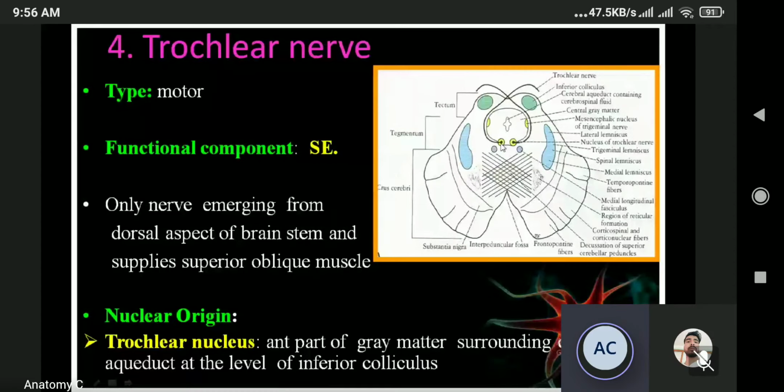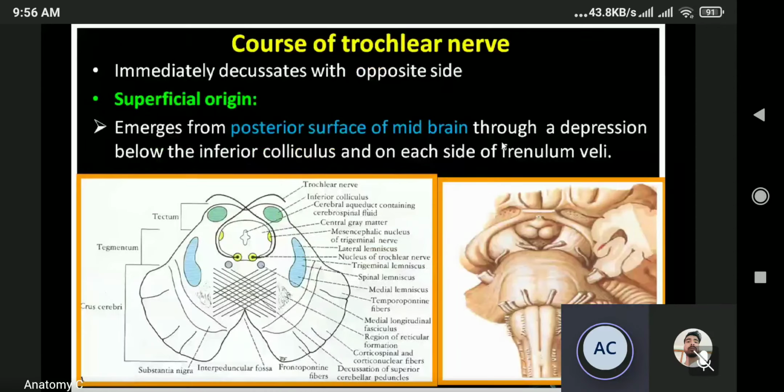Now what is the course of the trochlear nerve? Immediately it will decussate with the opposite side when it comes out from the posterior surface of the midbrain. Then it will emerge out. Can you see this part of the trochlear nerve? Now it is emerging out from this. So it will be emerging out from the posterior surface of the midbrain at the level of the inferior colliculus and on each side of the frenulum veli.